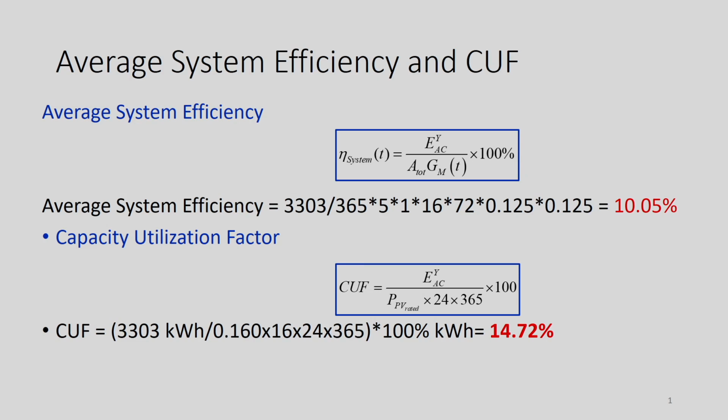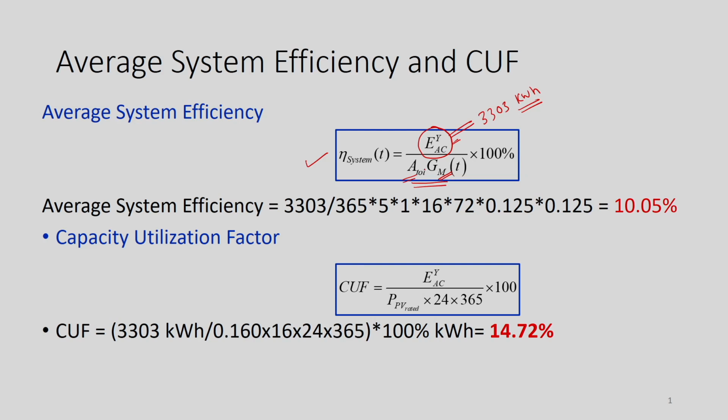Now, we will calculate average system efficiency and capacity utilization factor. So, how can we calculate average system efficiency? This is the expression by which we can calculate this efficiency. ESUY, the yearly energy yield in the AC side, we have already calculated, and we know the area of the panel, and GM is the amount of solar radiation received by the panel. Here this is calculated to be 3303 kilowatt hour.